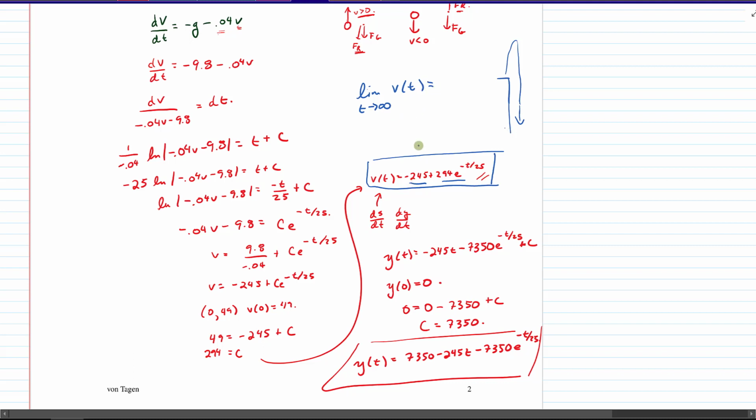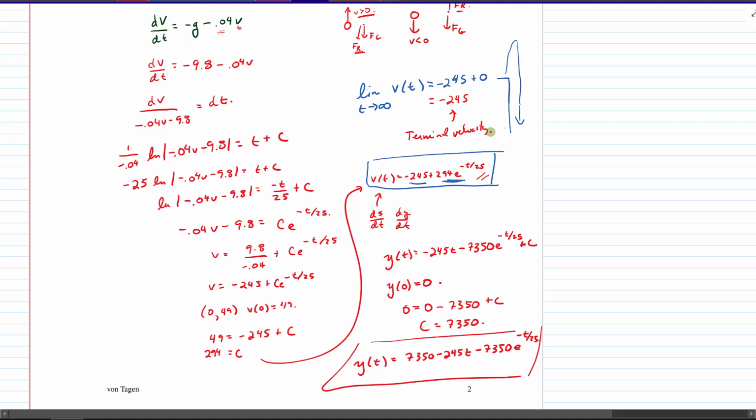Well, if we do so, notice that the limit of the constant is just the constant, negative 245. And what happens to this term right here as t gets large? Well, e to the minus a large number is a very, very small number. And so this term eventually goes to 0. I hope you see that this term would go to 0 as t gets large, and so we just get the constant negative 245, and this is what is referred to as terminal velocity.